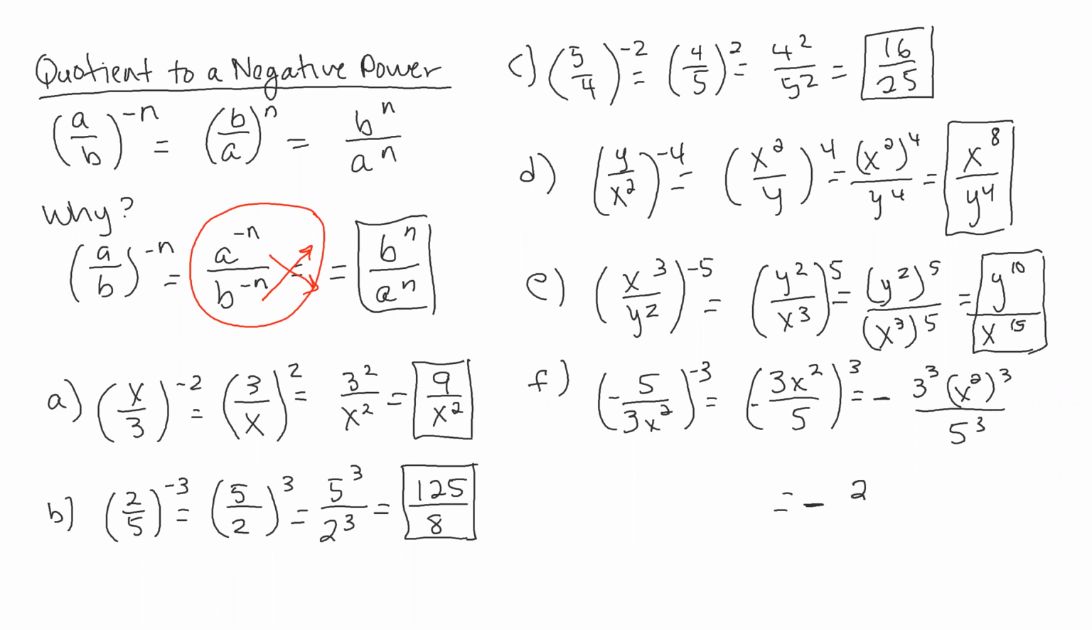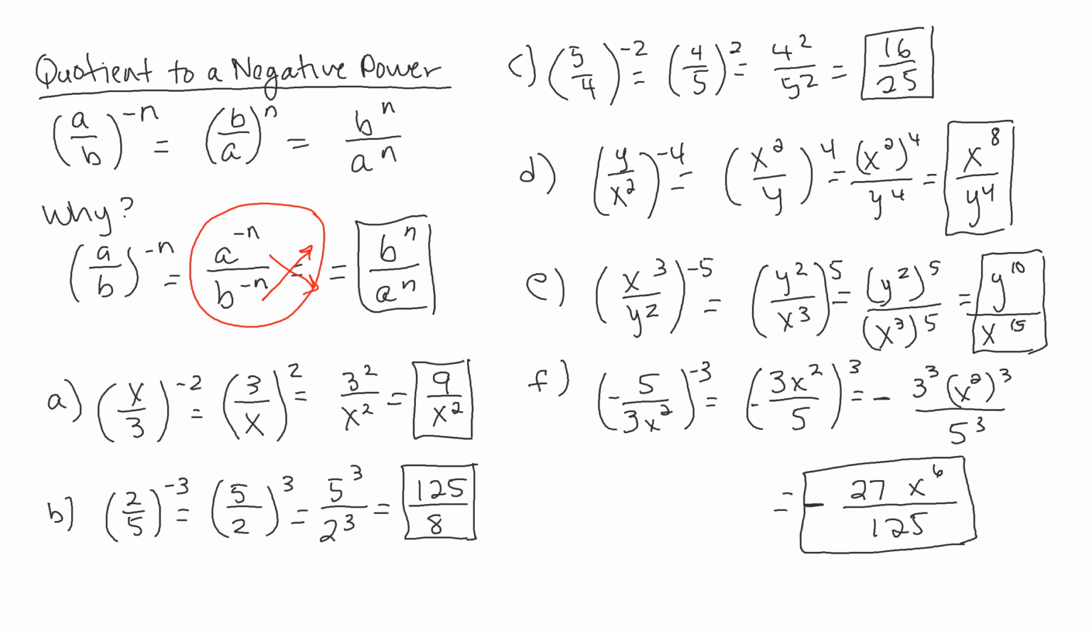3 to the 3rd is 27. X squared to the 3rd is really just x to the 2 times 3. And then 5 to the 3rd is 125. And that's it. Not too bad. You don't see the negative exponent outside the set of parentheses too often, but I definitely want you to know how it works.